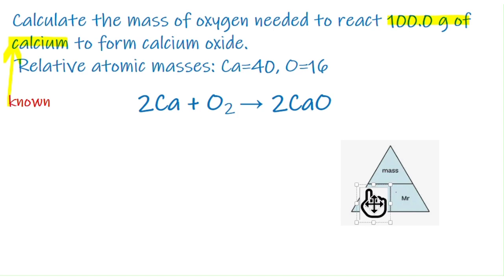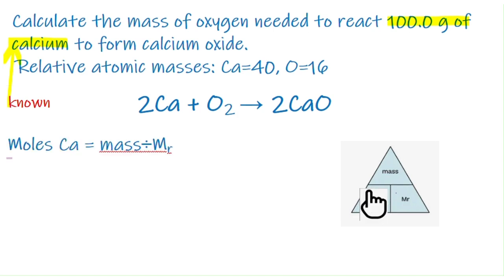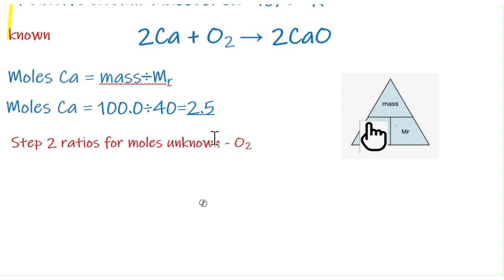Step 1, we're going to work out the moles of the known, and the known is the 100 grams of calcium. So use the formula triangle, Mr moles with mass on its head, cover up the moles, and it's mass divided by the Mr. The Mr for calcium in the question is 40, so 100 divided by 40 is 2.5. So that's the moles of calcium.